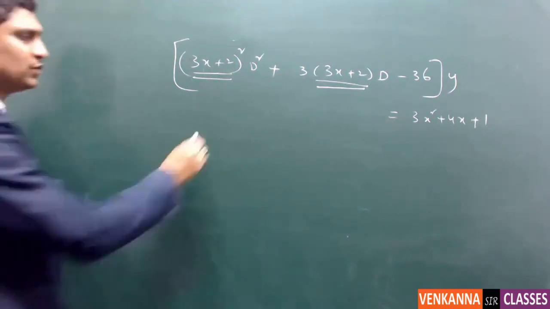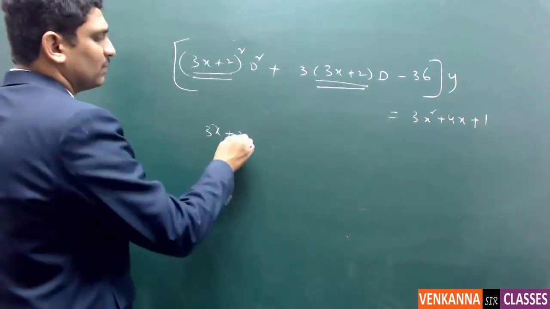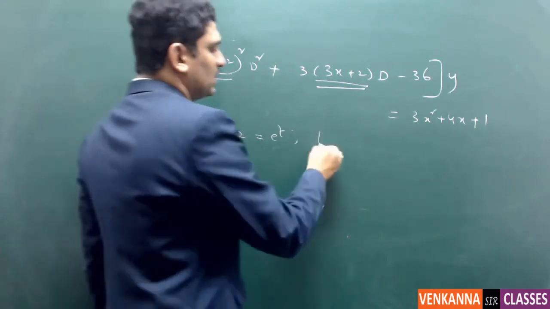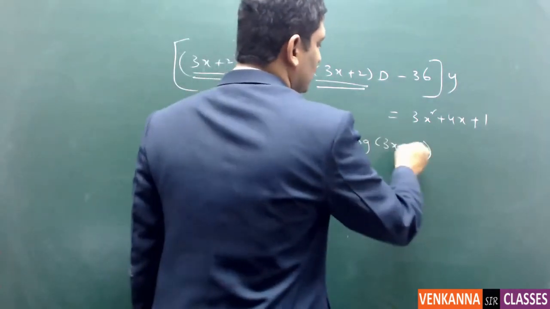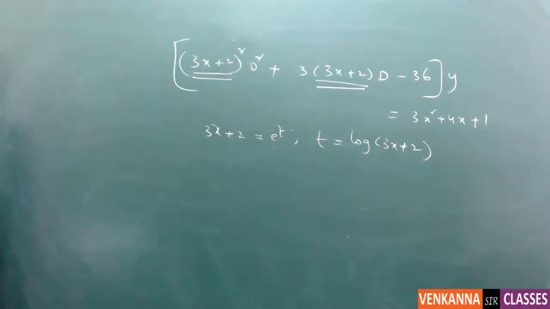Straight away you can substitute that 3x plus 2 is equal to e power t, or t is equal to log of 3x plus 2, and respective change will be made here. The only thing is how to simplify the RHS there, because RHS should be converted in the known function, right? How to convert that? So that is my task for you. Can you elaborate that?